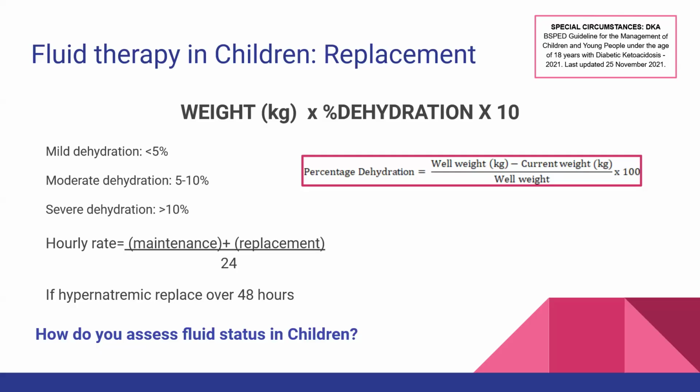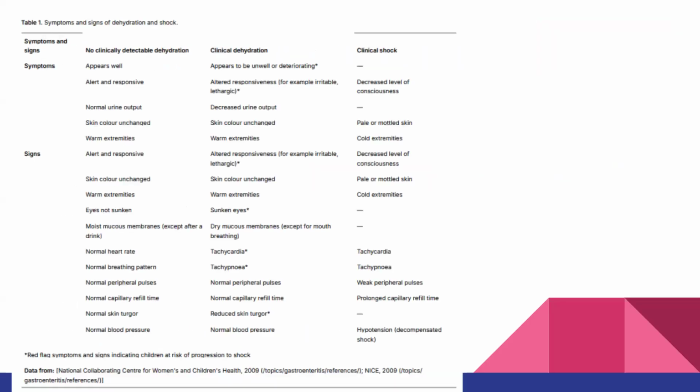So assessing fluid status, again, like I said, NICE doesn't give very clear-cut, mild is 5%, severe is 10%. But what they do is they say, is the child well? Are they showing signs of clinical dehydration or are they shocked? So that is this. A lot of words, don't be overwhelmed. The left column is basically they're fine. The middle column would be they're showing signs of dehydration. So you'd think at least they'd be around 5%.